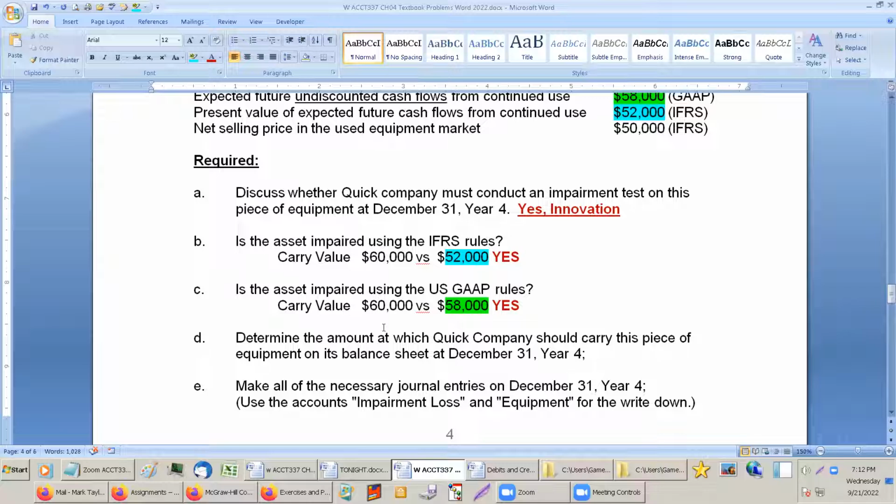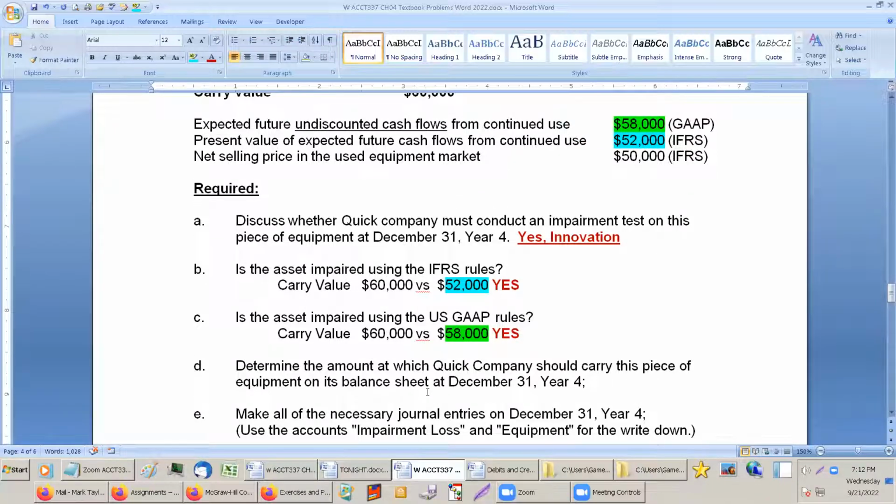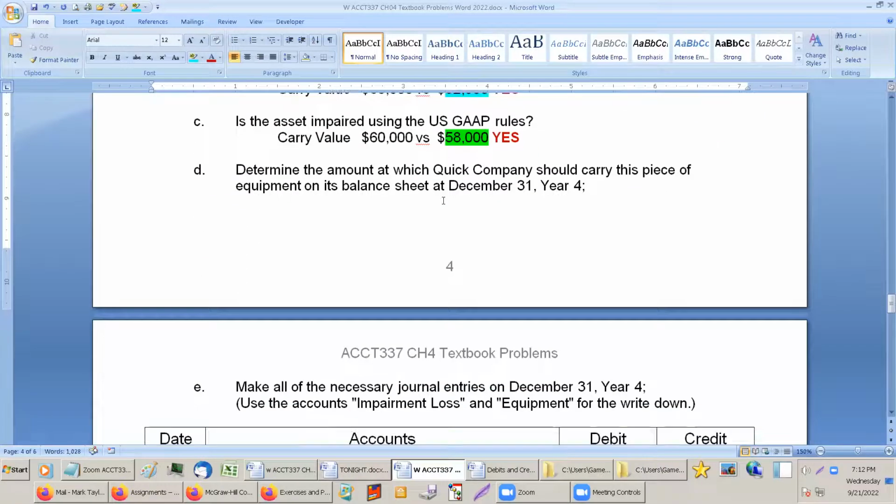Now, once it's impaired, you have to come up with the carrying value. And this is where, in the US standards, they say, okay, it's undiscounted cash flows, but when you start looking at the value, there's actually a few more hoops to jump through than this for the IFRS. But we're not gonna get into it. But it is possible that it would be the same as for the IFRS. Okay. So determine the amount you should have on the books.